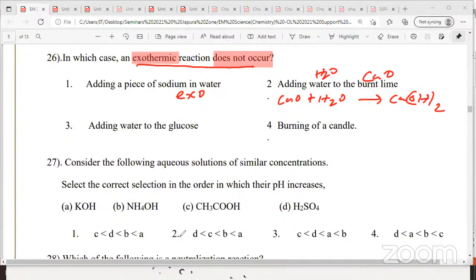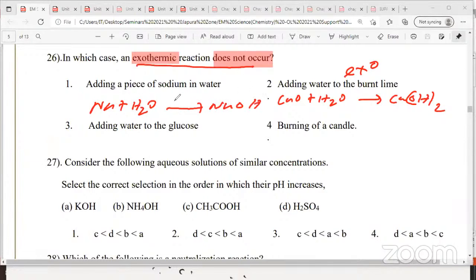This is exo. This is also exo, adding water to quicklime. Sodium plus water also gives sodium hydroxide. It is an exothermic reaction. NaOH, this is exo.